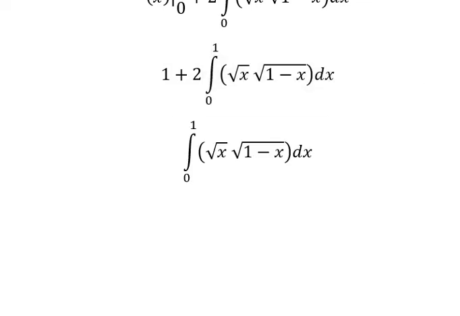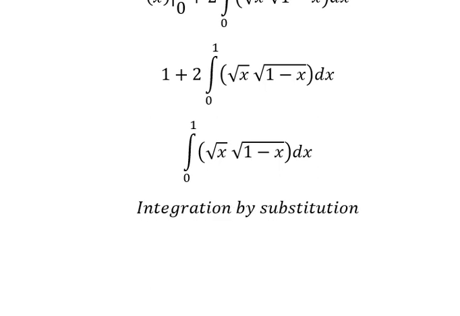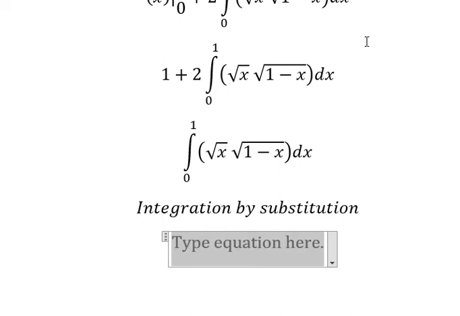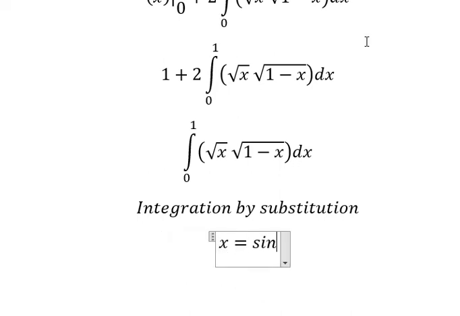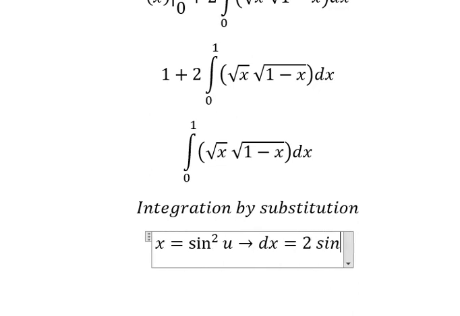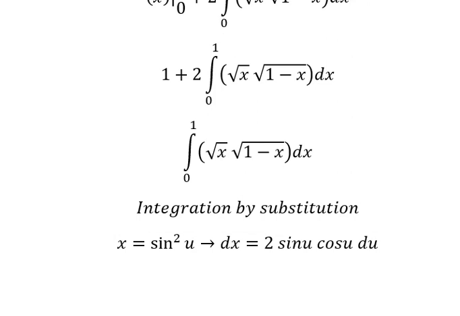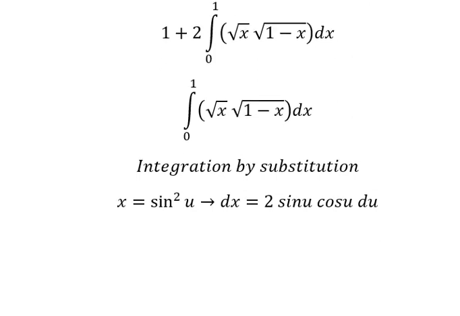So we need to use integration by substitution. So I will put s equal to sine u square. After that, we take the derivative of both sides, and we have 2 sine u cosine u du. Next, I need to change the bounds.